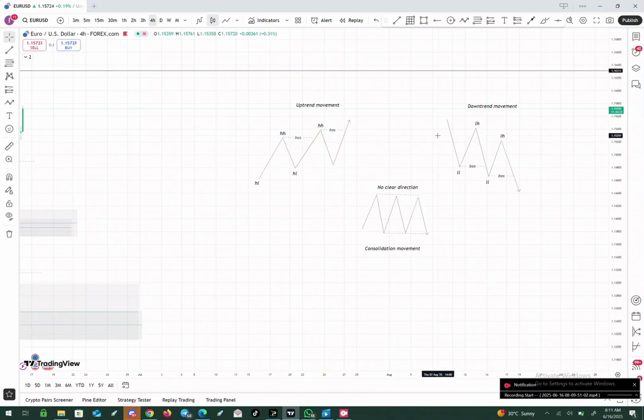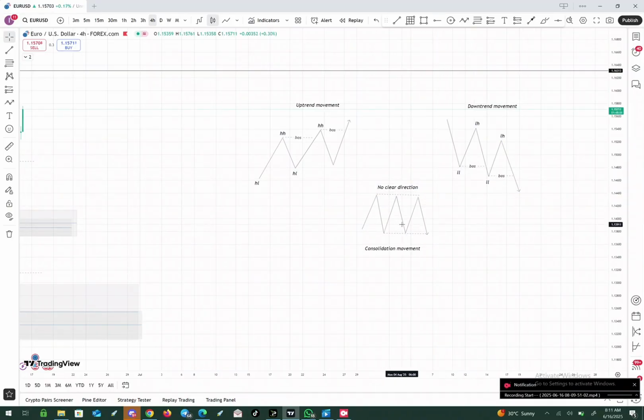Now to the downside, the downtrend movement, whereby you see a lower low, a lower high. So the point whereby the market moves from the lower low to the next lower low is called a break of structure. Now, market broke structure to the what? To the downside.